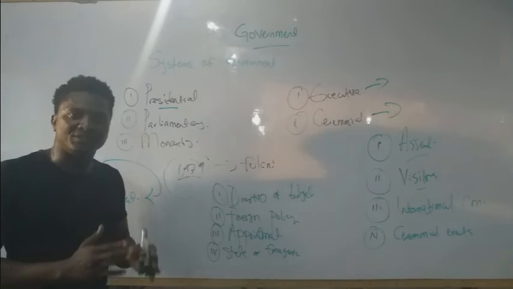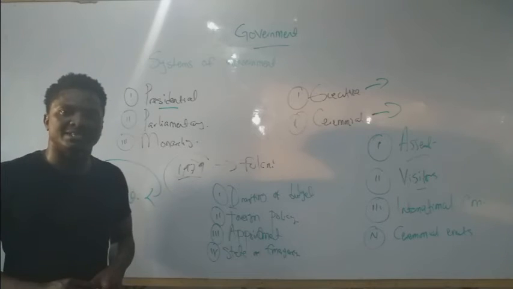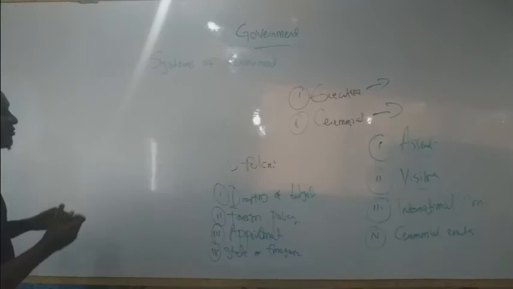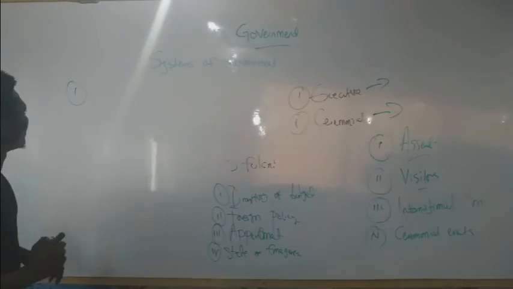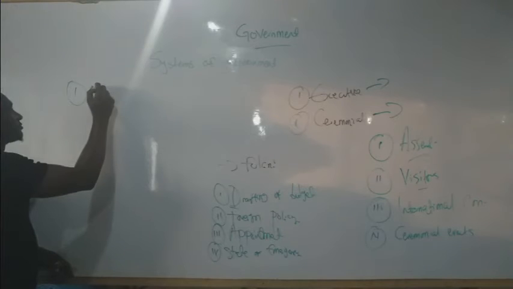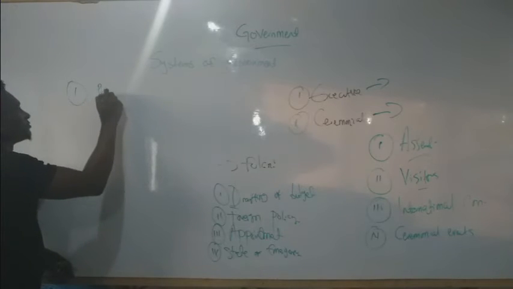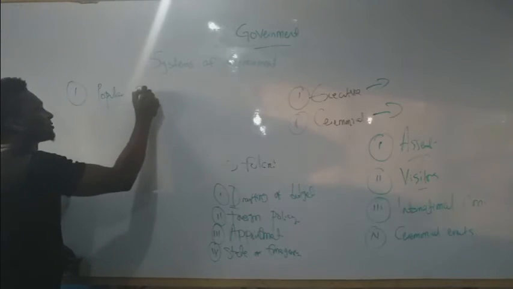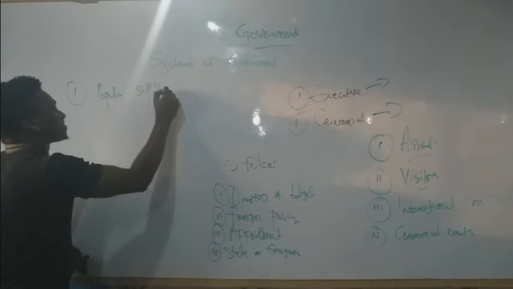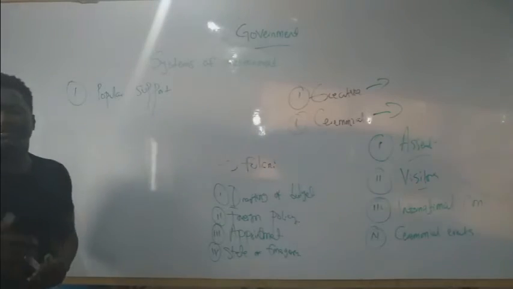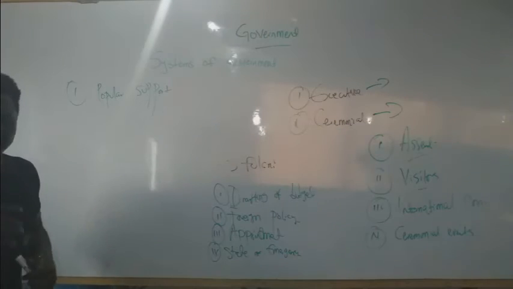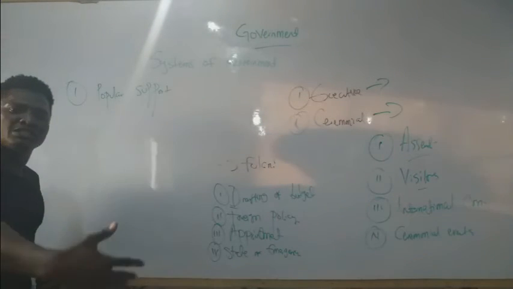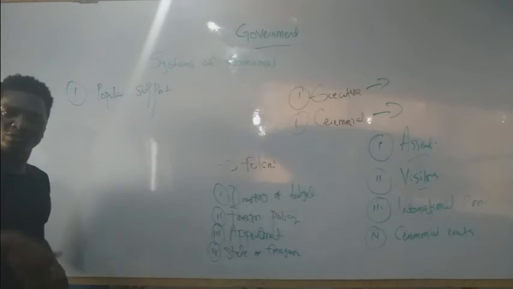Let us look at features of a presidential system of government. Number one, popular support. In my previous class, when I talked about legitimacy, I did mention that legitimacy is simply according popular support to the government of the day.